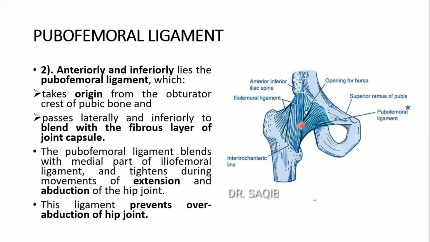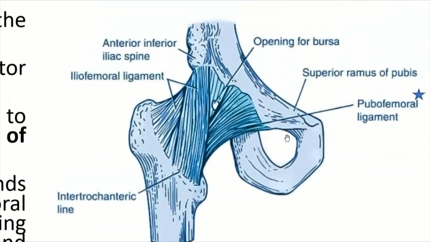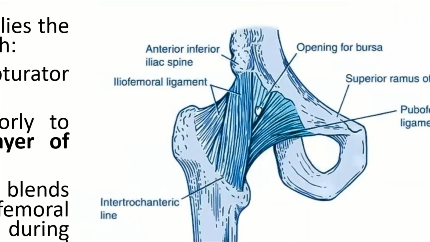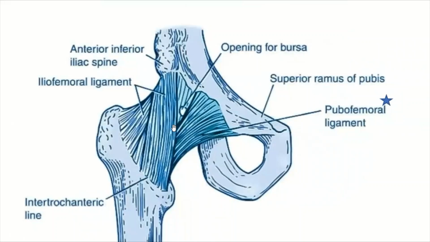You could see this here. This is the blending. Let's also zoom in for a few seconds. Here you could see this. Yes, this is the pubofemoral ligament, and it is blending with the medial part of the iliofemoral ligament.